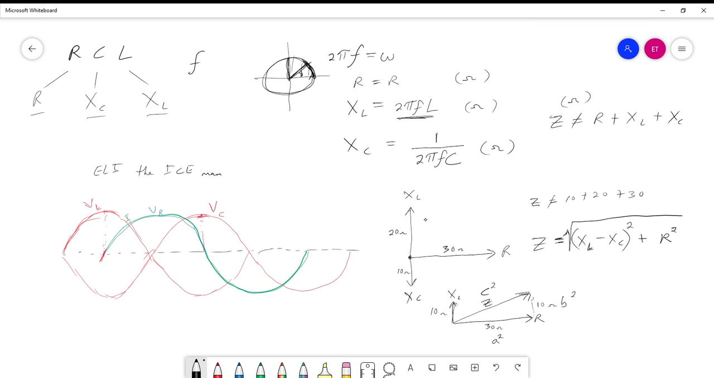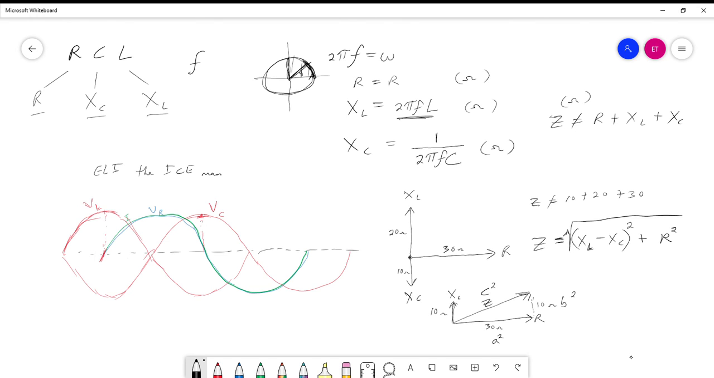But these are easy enough. They just wipe each other out. So you just subtract them, but then you have a net reactance that you have to use the Pythagorean theorem to geometrically add to whatever resistance you have. And that's it.